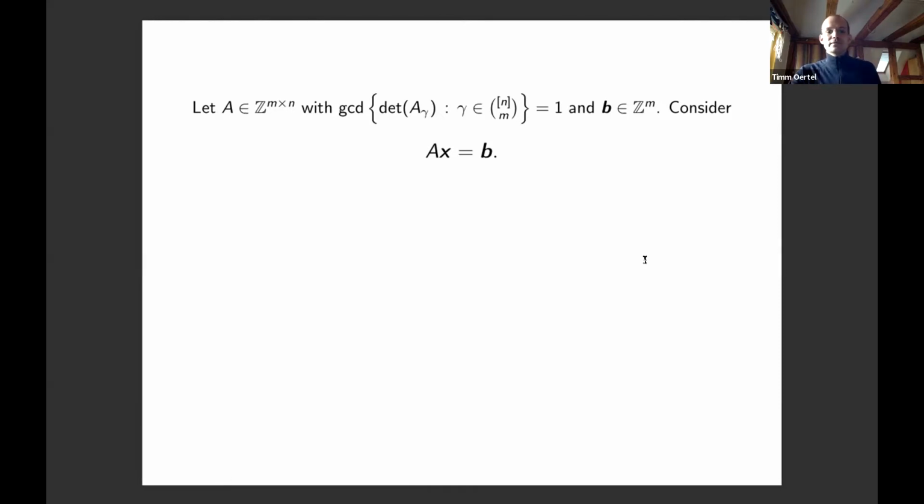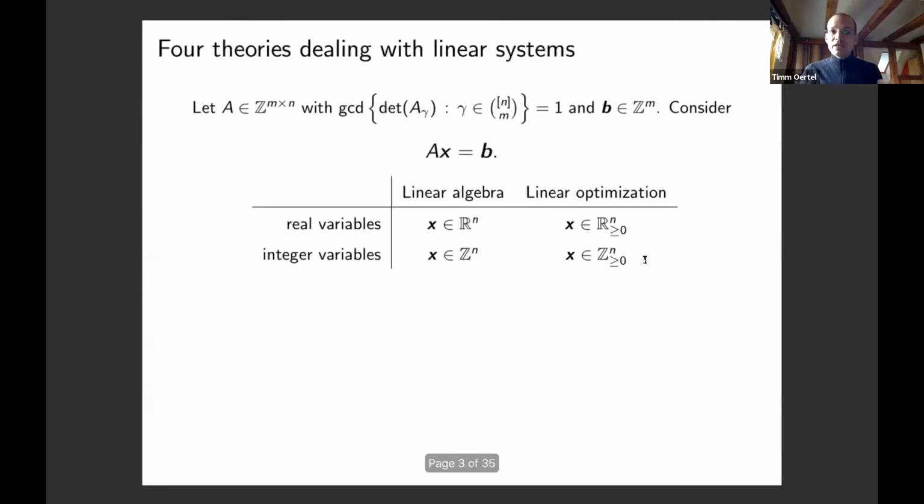So when we look at these systems of linear equations, I think there are like 4 very classical settings and theories for solving these settings. So probably the very first one one comes across is just when we assume that we want to solve these kind of systems of equations over the reals. And this is essentially just the theory of linear algebra, very classical. And a little bit more complicated already is if we actually want to solve these systems over the non-negative reals. In this setting, we actually come to the theory of linear optimization.